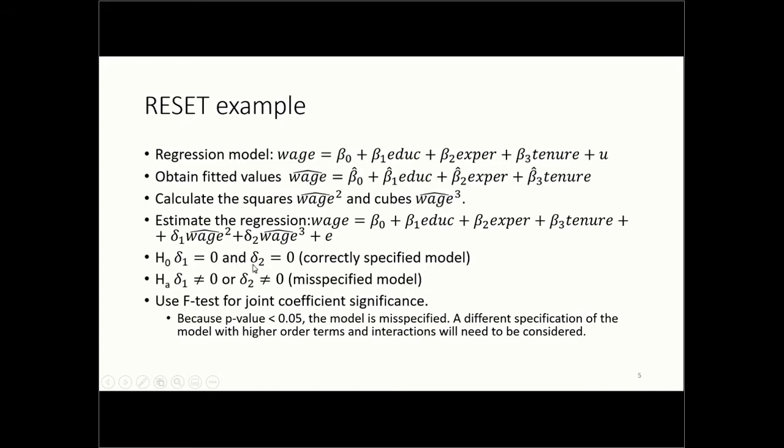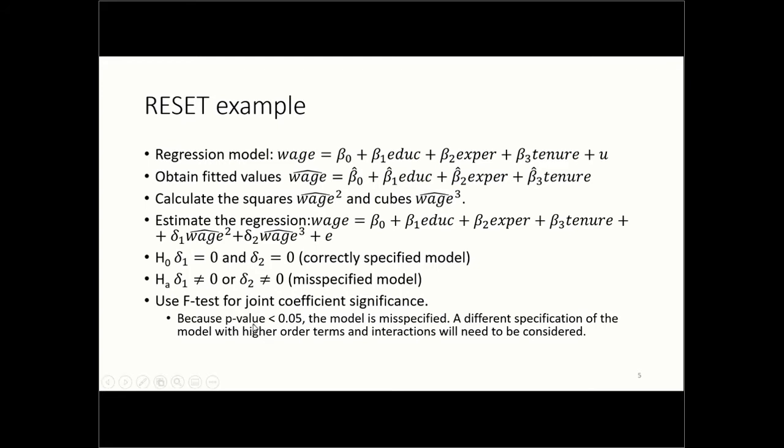The null again would be that the model is correctly specified. Basically, if these coefficients are 0, this means that these terms would fall out. That's why we have a correctly specified model. However, if these coefficients are jointly significantly different from 0, this means that we're missing some important information here and the model is misspecified, and we need to be looking for different specifications. Here again, we would use the F-test for coefficient significance.